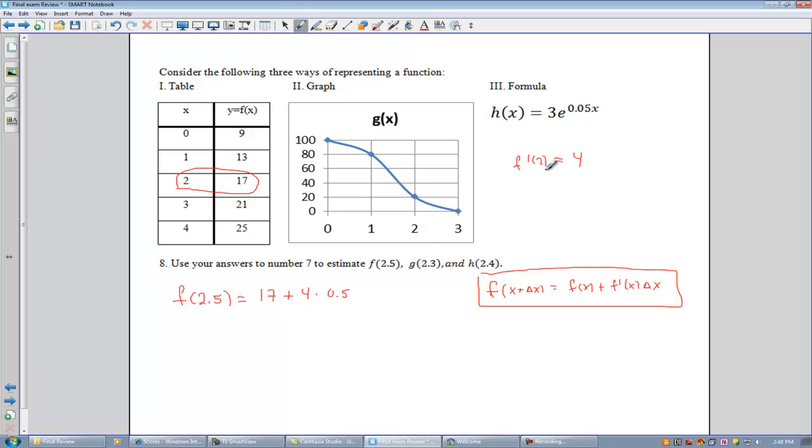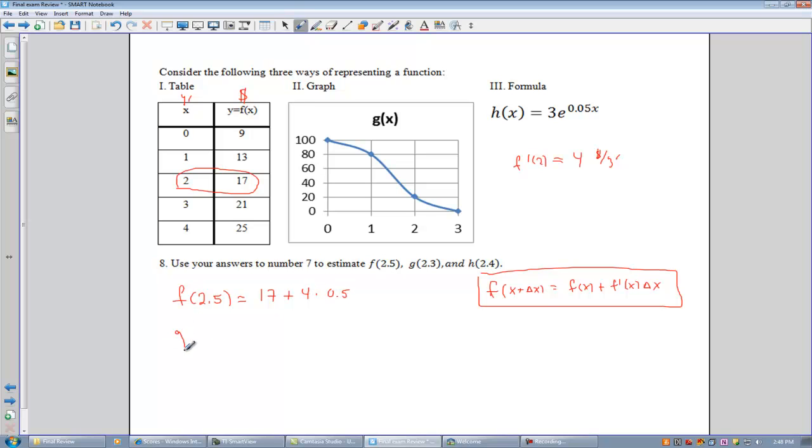The idea is this: if you're changing, let's put units on this. This is like $4 per year. So this is in years, and this is in dollars. If you know you're changing $4 per year, and after the second year you have $17, how many dollars do you have after 2.5 years? Well, you start with $17, plus you're gaining $4 a year, but you want to go just a half year, so you have 4 times 0.5.